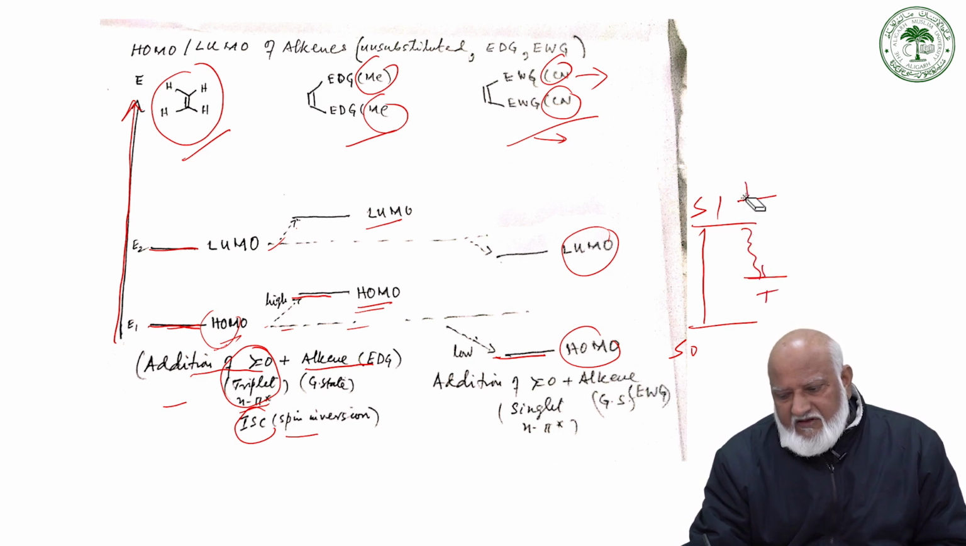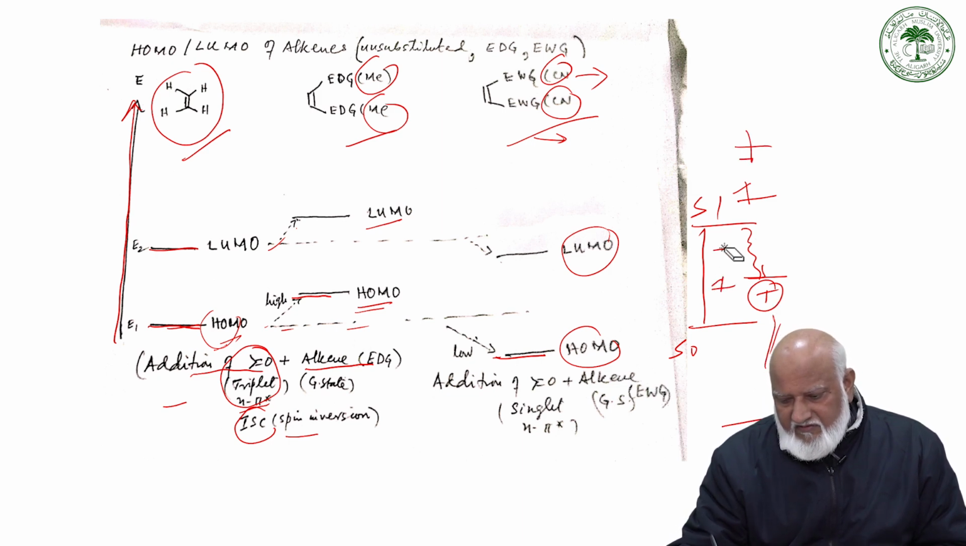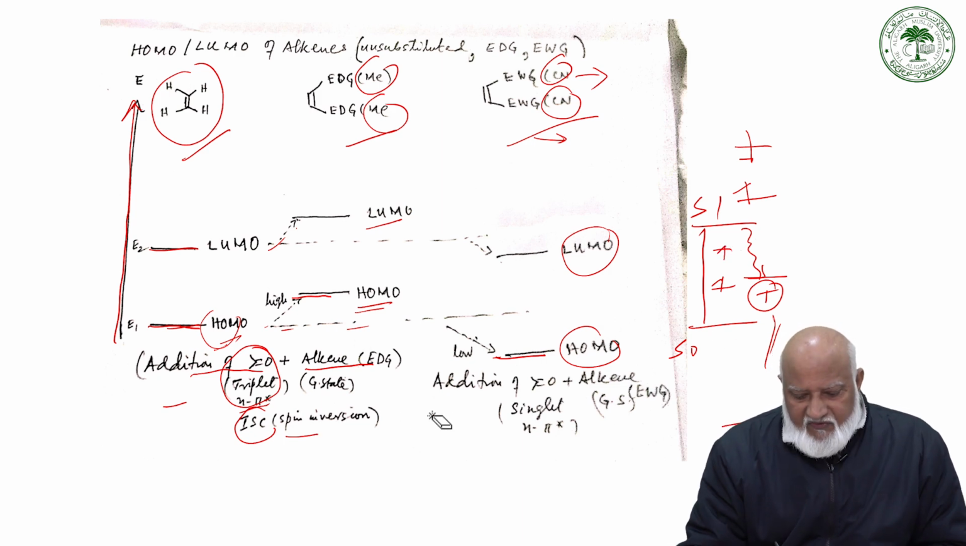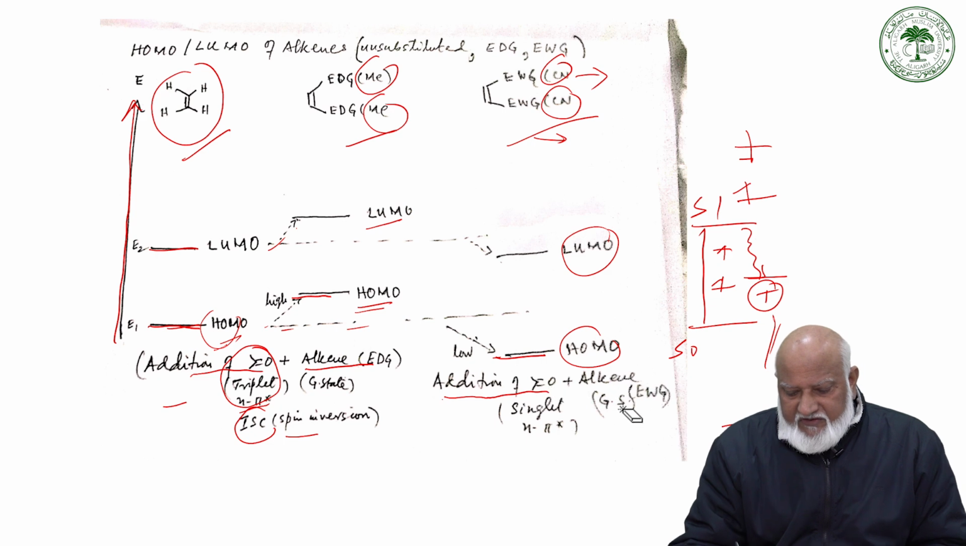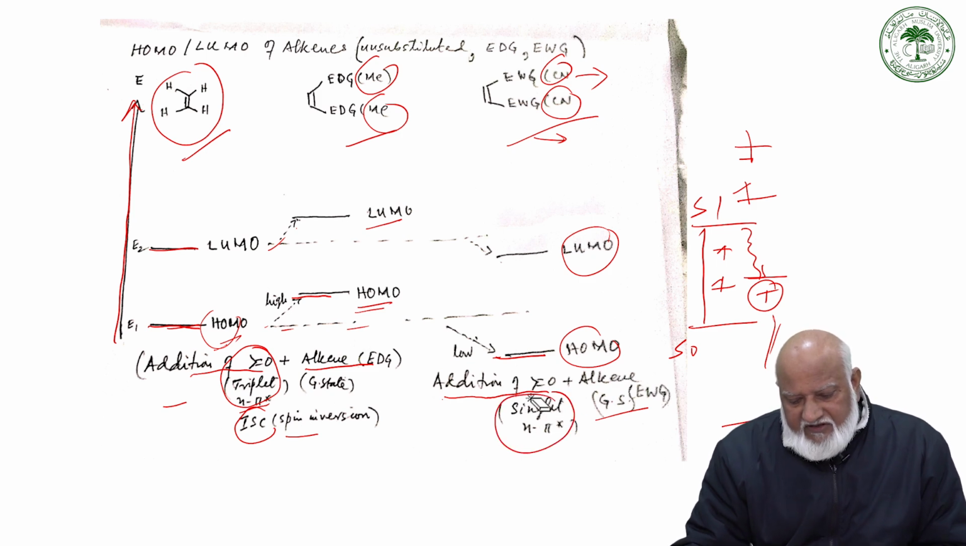The difference is between singlet excitation and triplet excitation. This one has spins paired, whereas this one has spins unpaired. So as far as the addition of carbonyl takes place with an alkene having an electron withdrawing group, since the HOMO is slightly lower than the unsubstituted one, the carbonyl singlet excited state reacts with the ground state of the alkene.